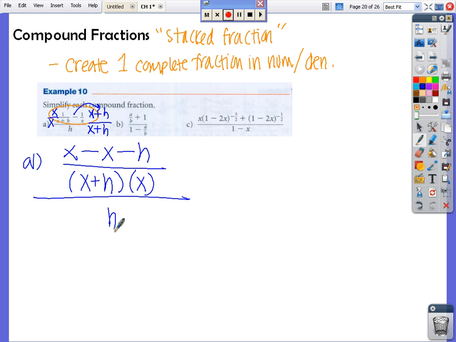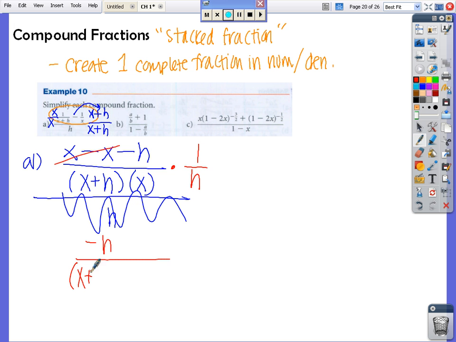So instead of writing divided by h, I'm going to write multiplied by 1 over h. Anytime you divide by a number, you can multiply by its reciprocal. So what do we end up with here? We get negative h over x plus h times x times h, and we get negative 1 over x plus h times x. All right, letter B, in my opinion, is very similar.